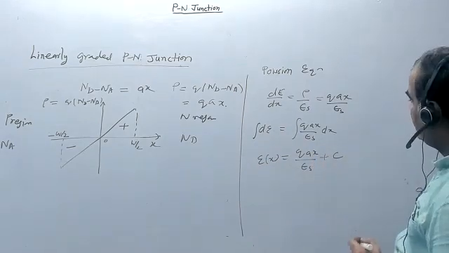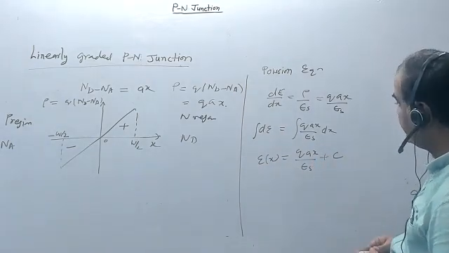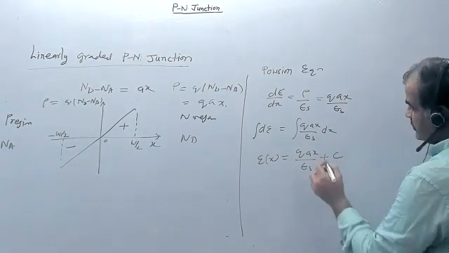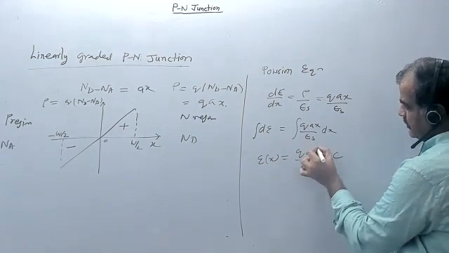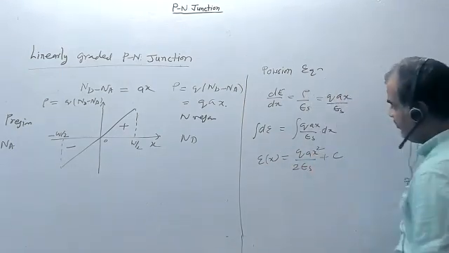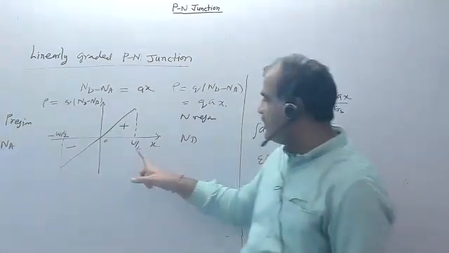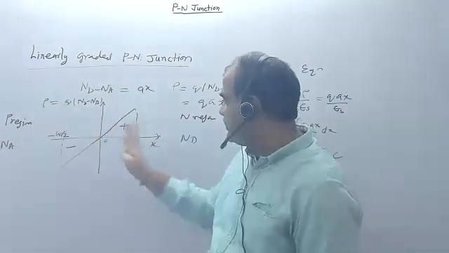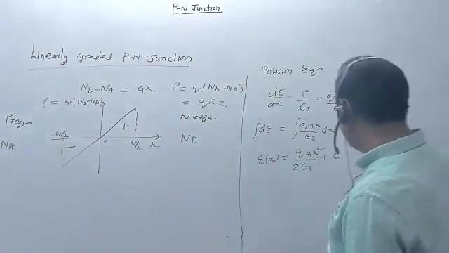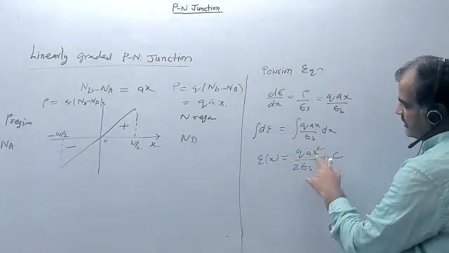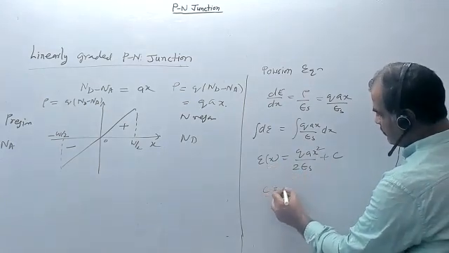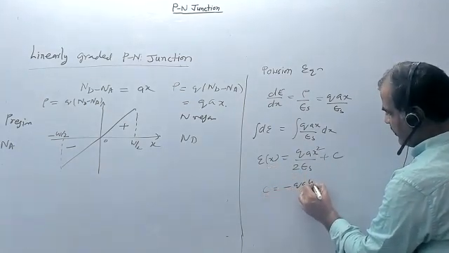Now x square by 2, right? x square by 2, yes, x square by 2 is correct. Now if you apply boundary condition, here n region, here p region, here electric field is 0. So at w by 2 or minus w by 2 it is 0. If you put x equal to w by 2 or minus w by 2, this is 0. Then you get c equal to minus qa w square by.